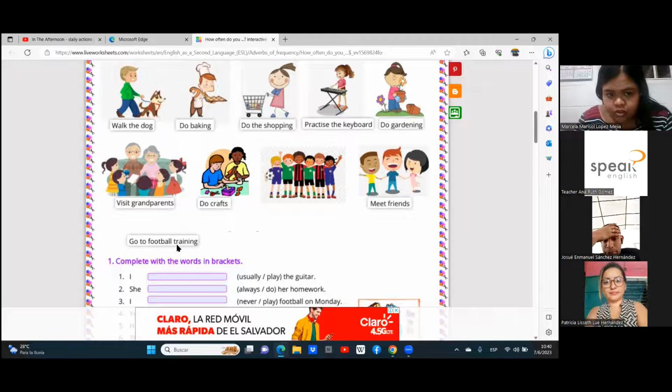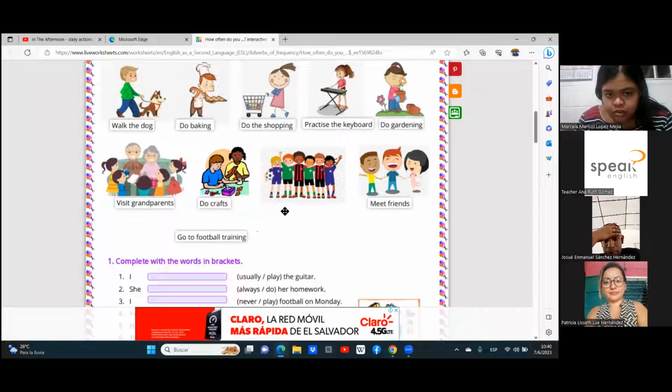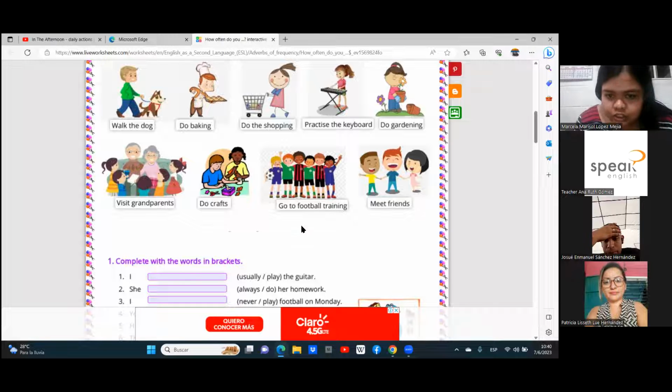Good friends. No puedo poner esto. Ahí está.